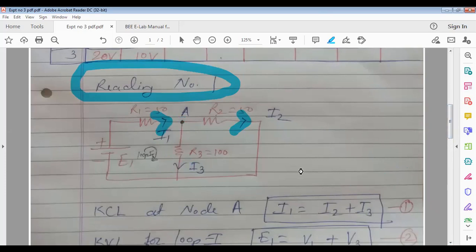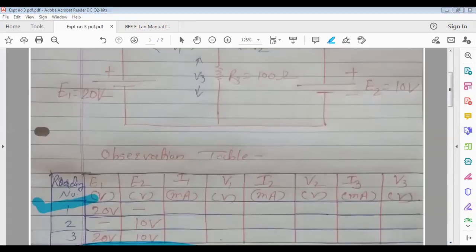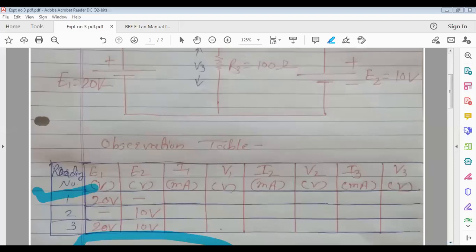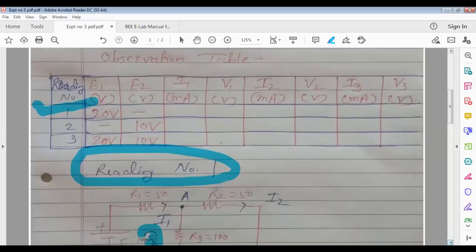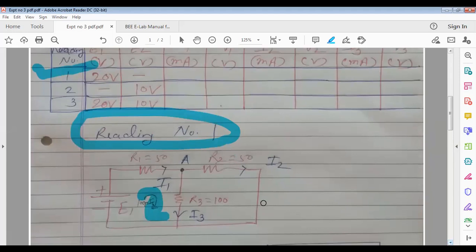Again, for the same circuit in loop 1, which one is the voltage source? E1. E1 is the voltage source, correct? Okay, and which is the voltage drop? Voltage drop will be there across which resistances? R1 and R3. Correct, across R1 and R3.